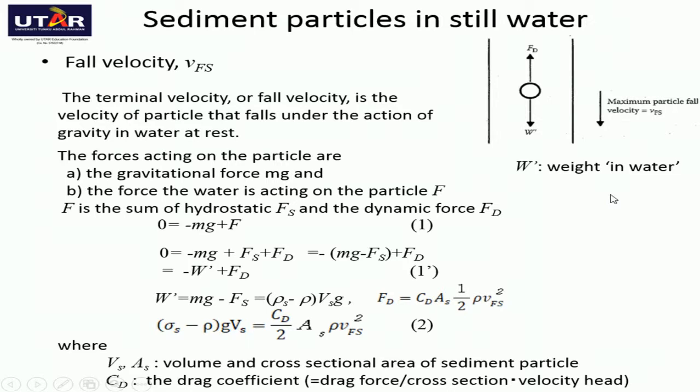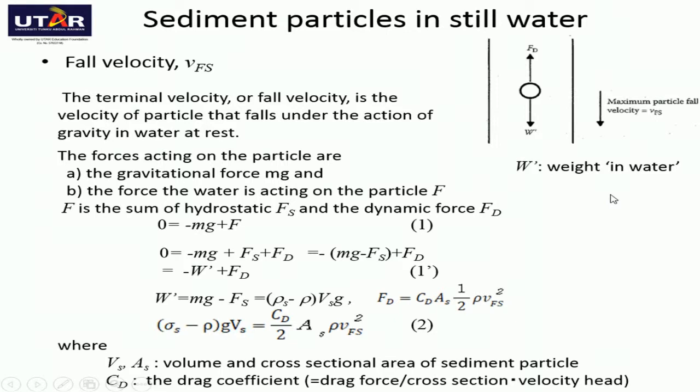Now, mg minus Fs is the net weight of the particle in water and is called the weight in water, and denoted by W prime. Then equation 1 may be written like equation 1 prime, and W prime is proportional to the difference of particle density and water density, and the volume of the particle Vs multiplied by the gravitational acceleration g.